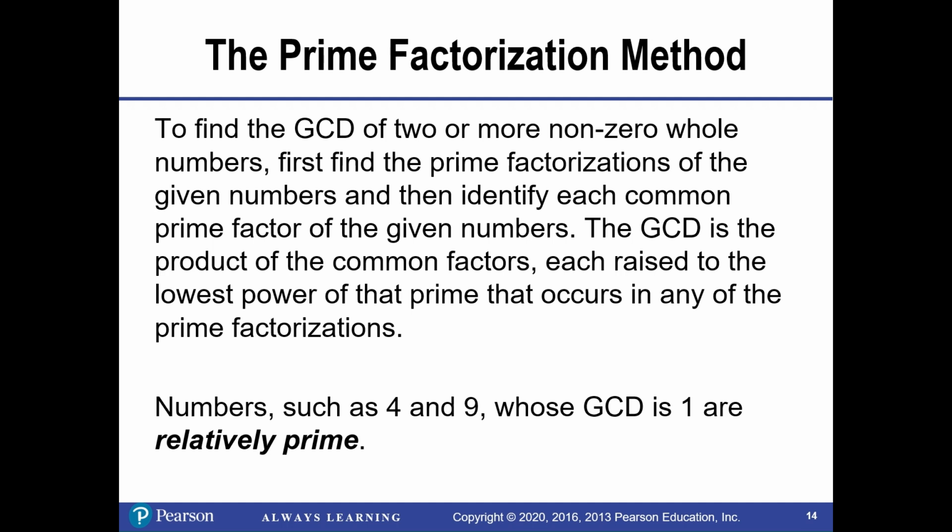And something to notice is that numbers who have a greatest common divisor of 1 are called relatively prime. So 4 and 9 don't have any shared divisors greater than 1, so their GCD is 1. 4 and 9 are relatively prime.